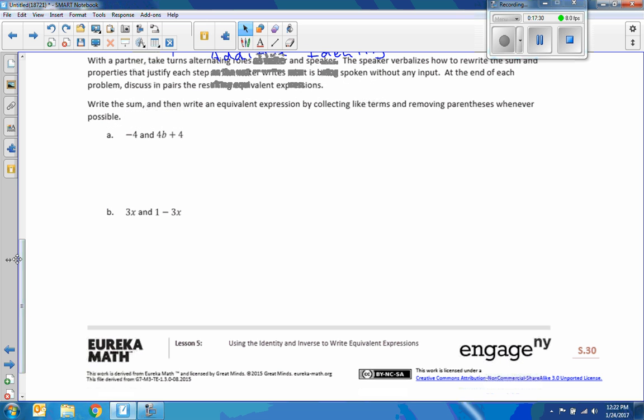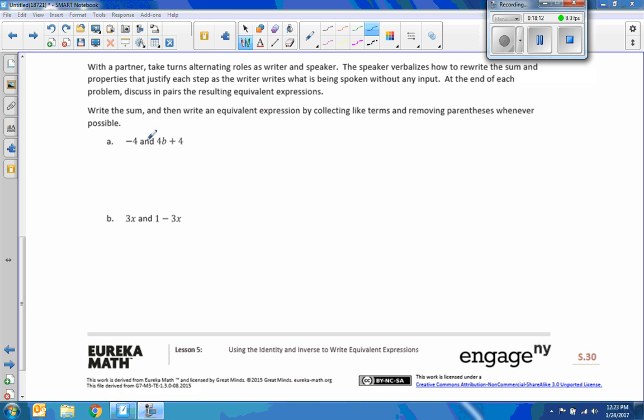So now exercise 1 says, with a partner, take turns alternating roles as writer and speaker. The speaker verbalizes how to rewrite the sum and properties that justify each step, as the writer writes what is being spoken without any input. At the end of each problem, discuss in pairs the resulting equivalent expressions. Write the sum, and then write an equivalent expression by collecting like terms and removing parentheses wherever possible. Okay, so I'm going to pause the video, take some time to do this, and then come back and see if you've done it correctly.